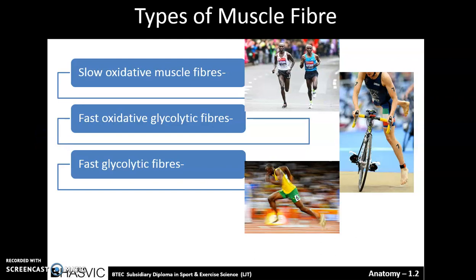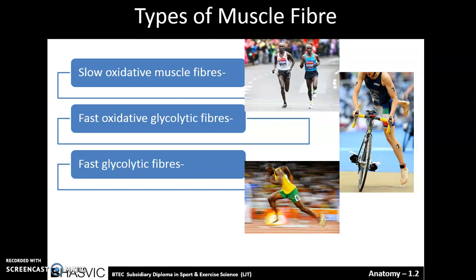There are three muscle fibre types in the body: slow oxidative muscle fibres, fast oxidative glycolytic fibres, and fast glycolytic fibres. Slow oxidative fibres are for low intensity, high duration events, for example a marathon or a triathlon. Fast oxidative glycolytic fibres are for medium intensity but higher duration, for example the 400 or 800 meter race in athletics. Fast glycolytic fibres have a very high intensity but very low duration, for example the 100 meter sprint or the hammer throw.